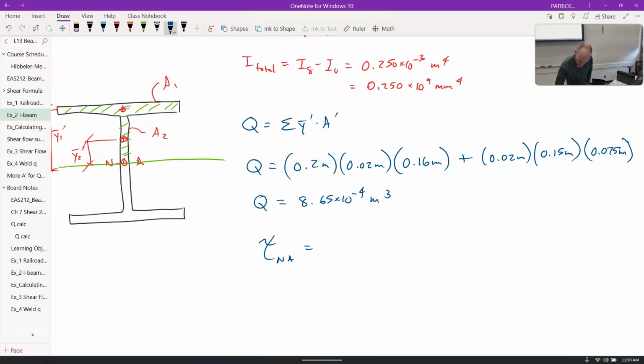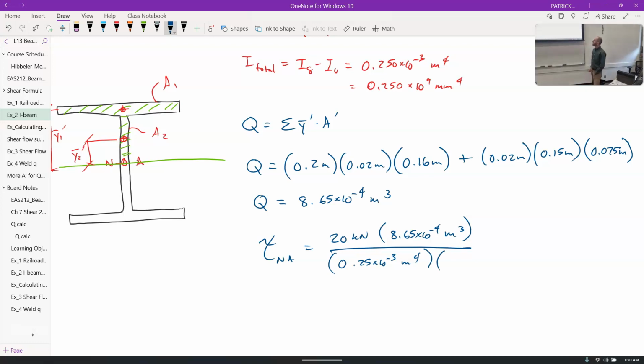Then shear stress at the neutral axis, 20 kilonewtons, times 8.65 times 10 to the negative fourth meters cubed, over 0.25 times 10 to the negative third meters to the fourth. What's the thickness at the neutral axis? 0.02 meters. So that's equal to 3.46 megapascals. So the hard part is calculating Q and just keeping track of all the various values we're calculating. So we're going to build on that on Thursday when we look at shear flow.